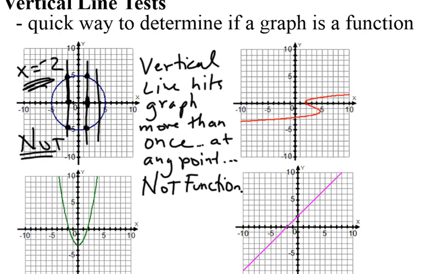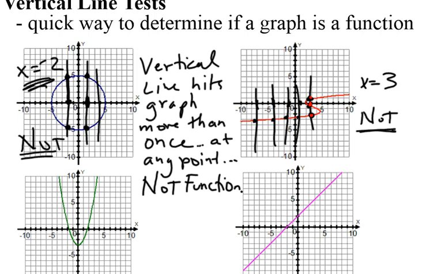If I go to this second example, I can draw all kinds of vertical lines that only hit once. So each x here is only occurring one time. But if I can draw a vertical line on any part of the graph and it occurs more than once, it's not a function. Here we see that x equal to 3 actually hits the graph 3 times. So it's definitely not a function. And that's a vertical line test. Quick, easy way to figure these ones out.